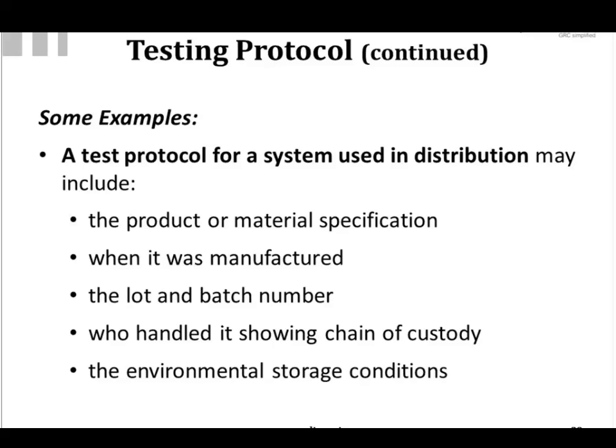And now let's talk about some examples. So if you have a test protocol for a system used in your distribution channel, your supply chain, it might include the product or material specification, when it was manufactured, the lot and batch number, who handled it, showing chain of custody, and the environmental storage conditions. These are all things that will be included in your application as defined parameters or defined pieces of data.